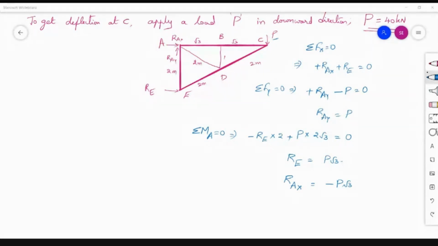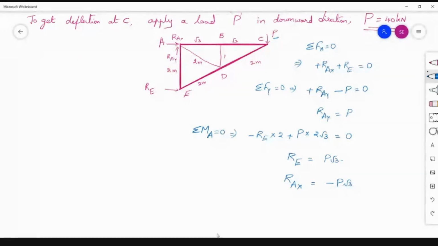With this, now calculate the forces in each member. Please calculate that and prepare the tabular form. After doing the tabular form, then complete the deflection, which is sigma PKL by AE. Please do this problem. If you are able to do it and get the answer, that's good. Otherwise, I will continue in the next class.